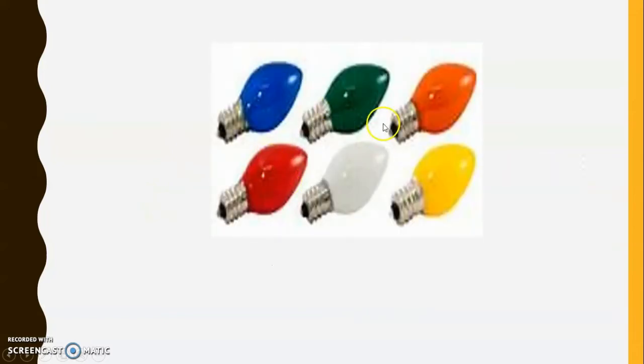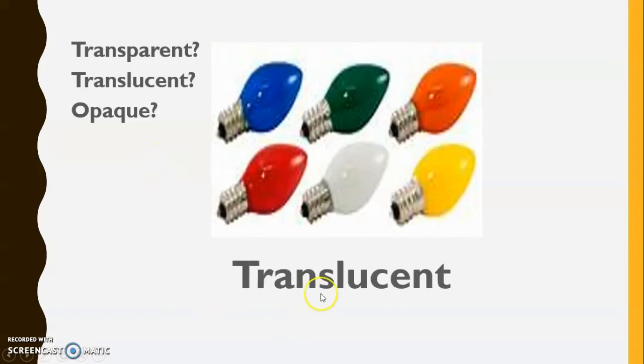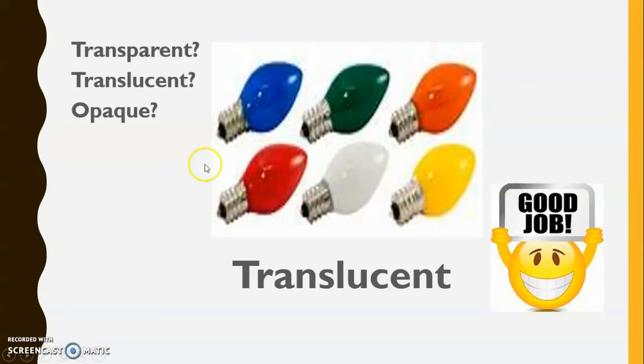Okay, you got it. Next, how about this one? It is a colored lamp or a colored bulb, a small bulb. Is it transparent, translucent, or opaque? So what do you think? When you put the light here, what do you think it is? It is a translucent. Very good. Good job, kids.